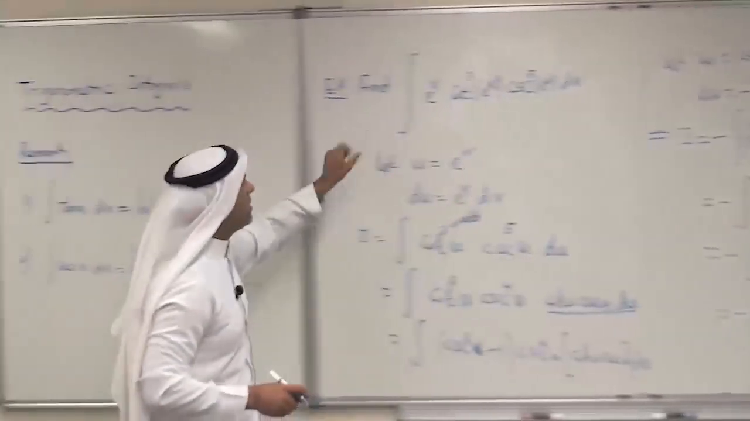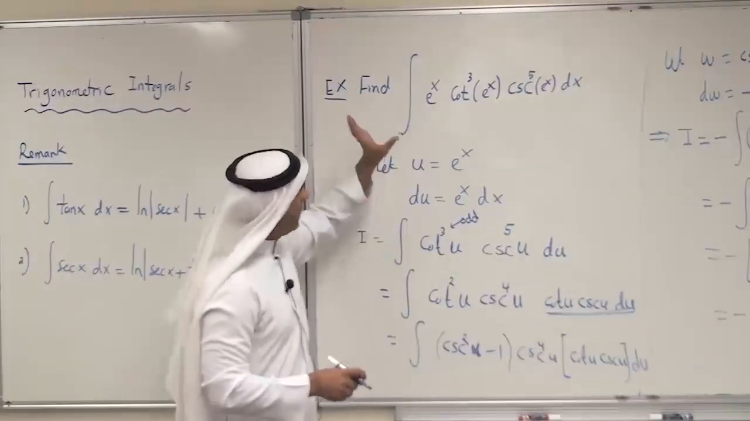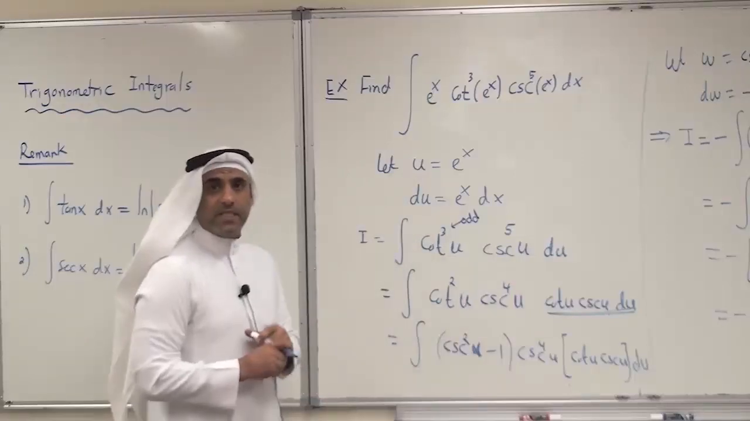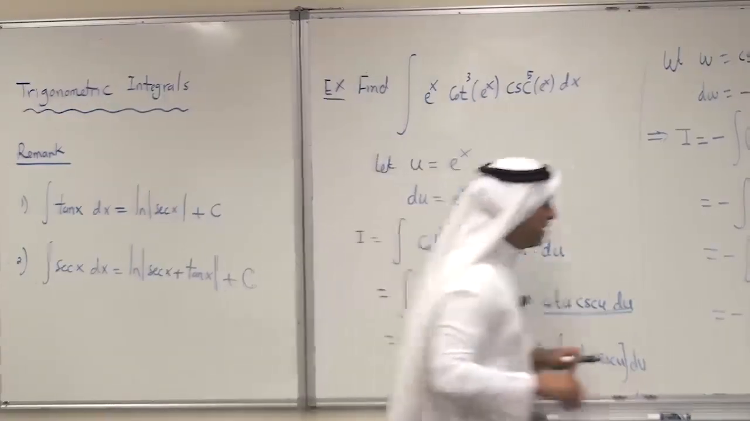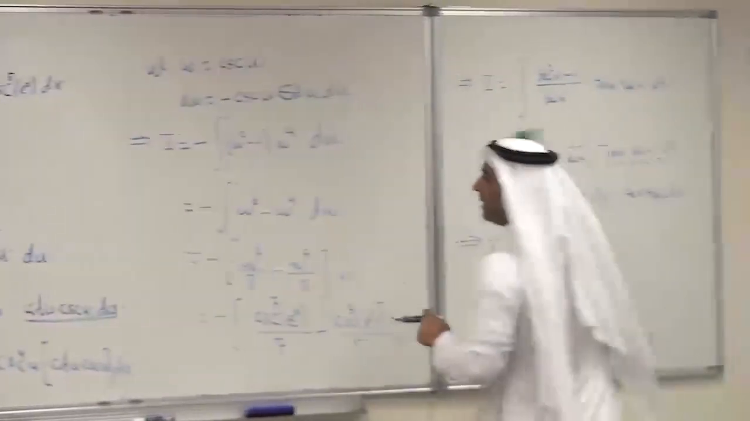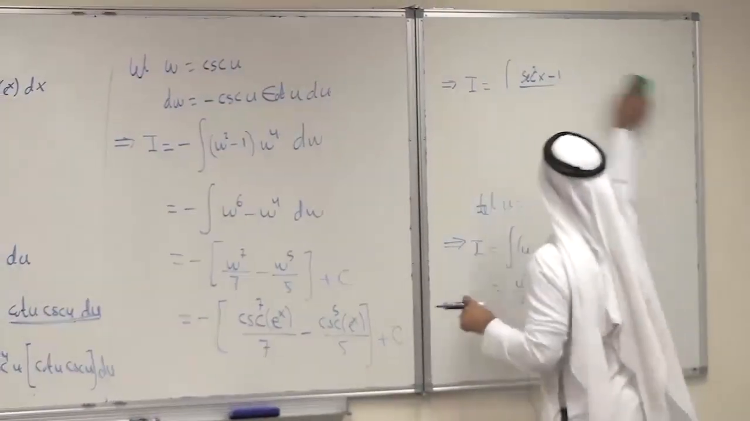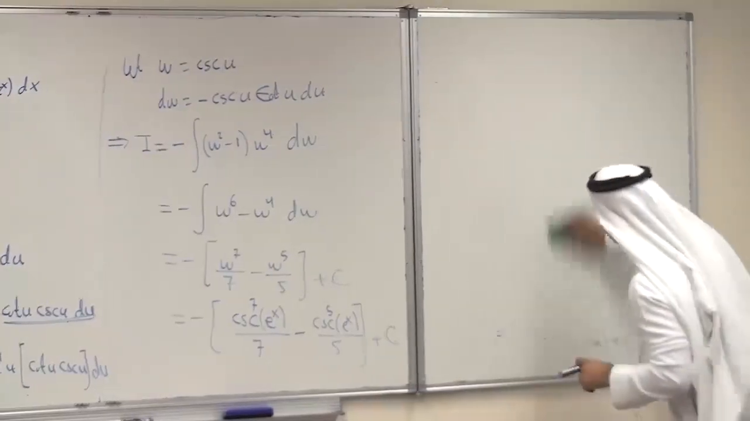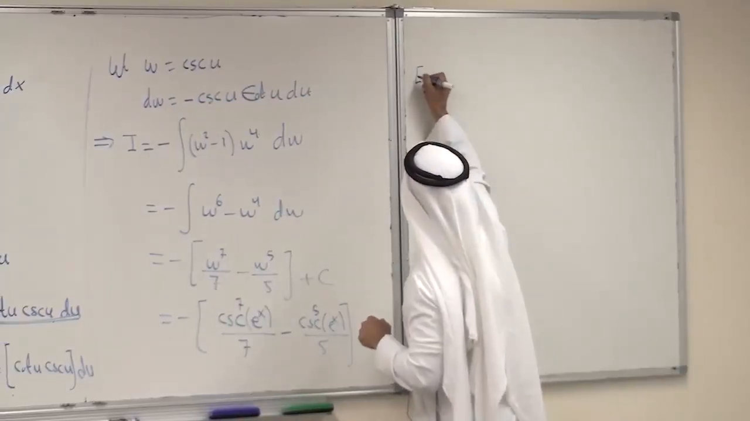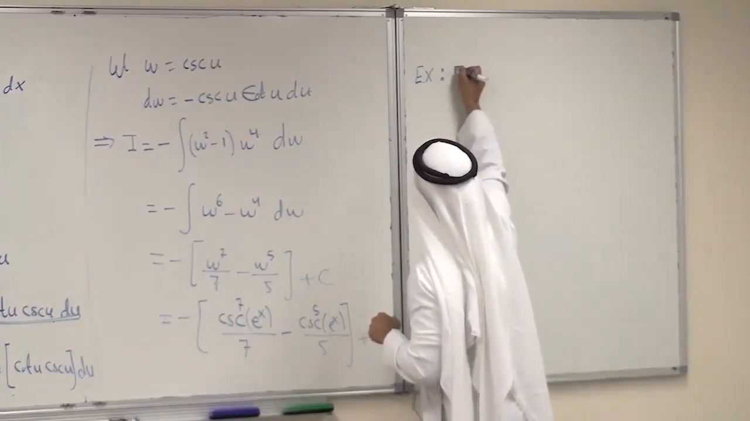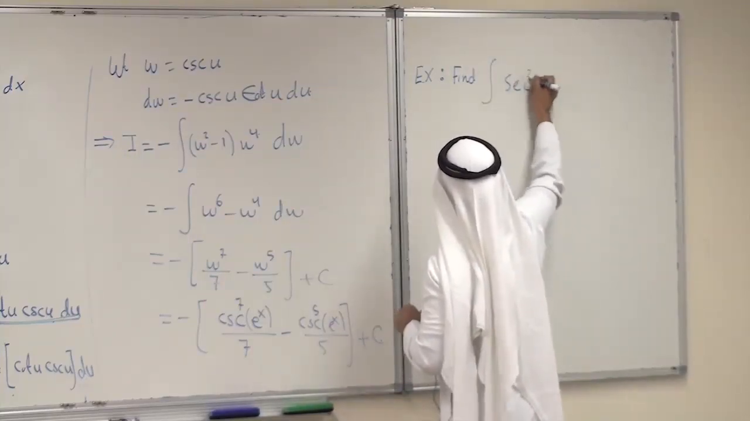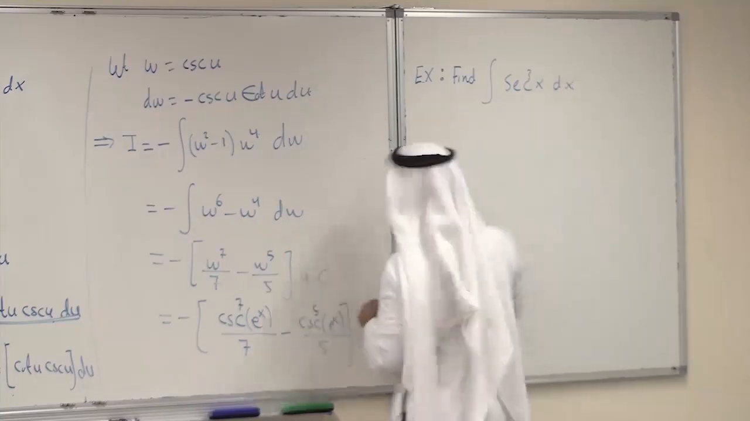So I just bring your attention that all the cases we did for tangent and secant are also applicable for cotangent and cosecant. Now let us summarize before we go to solve the next exercise, which is the last exercise we have in this talk, that says find the following integral, secant cubed of x dx.